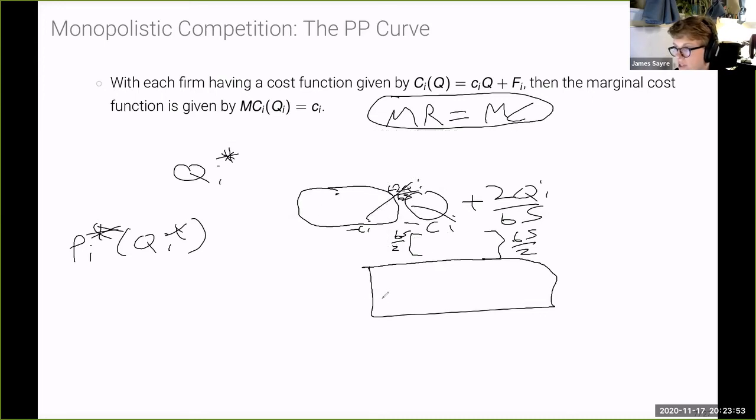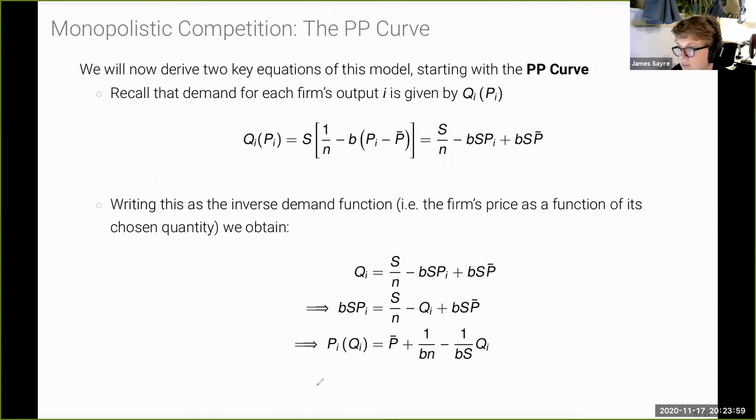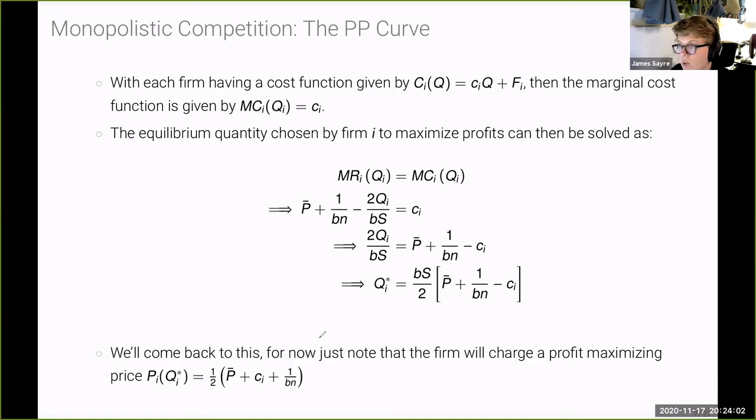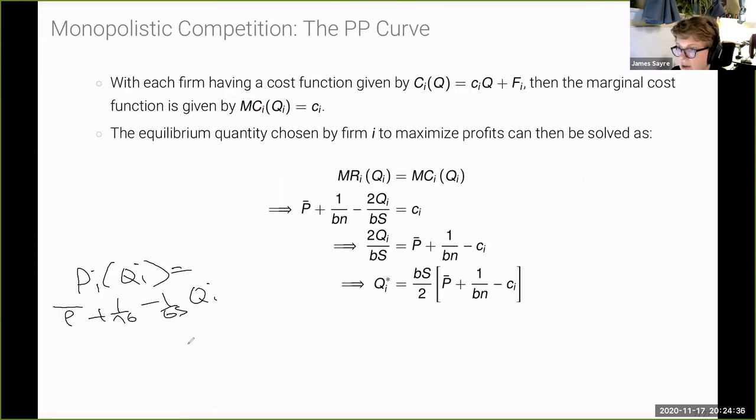So you can see that if I just take this Qi star and plug it into my inverse demand function, Pi of Qi, then I can figure out the optimal price that my monopolistic competitor is going to set. That's written down here, but let me prove to you that that's right. So recall that P of Qi is equal to P bar plus 1 over NB minus 1 over Bs Qi. Okay, and so let's come back here and figure out what the optimal price is going to be.